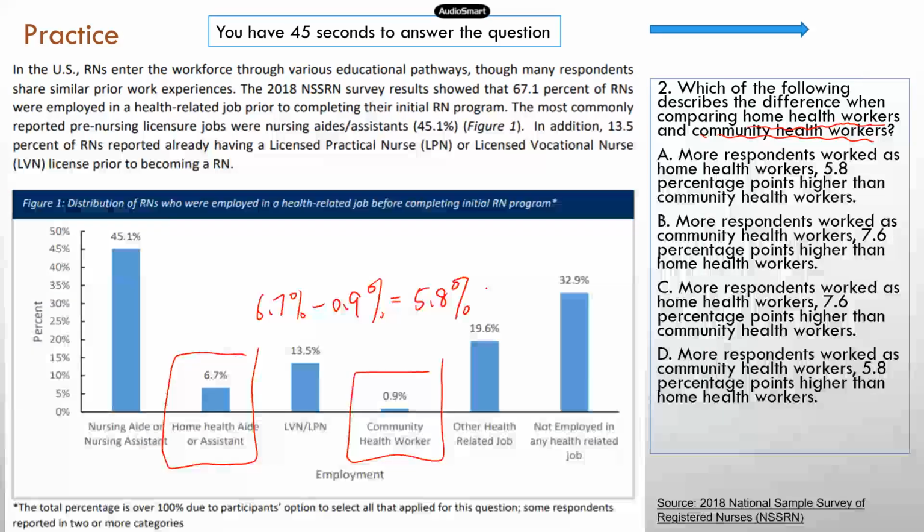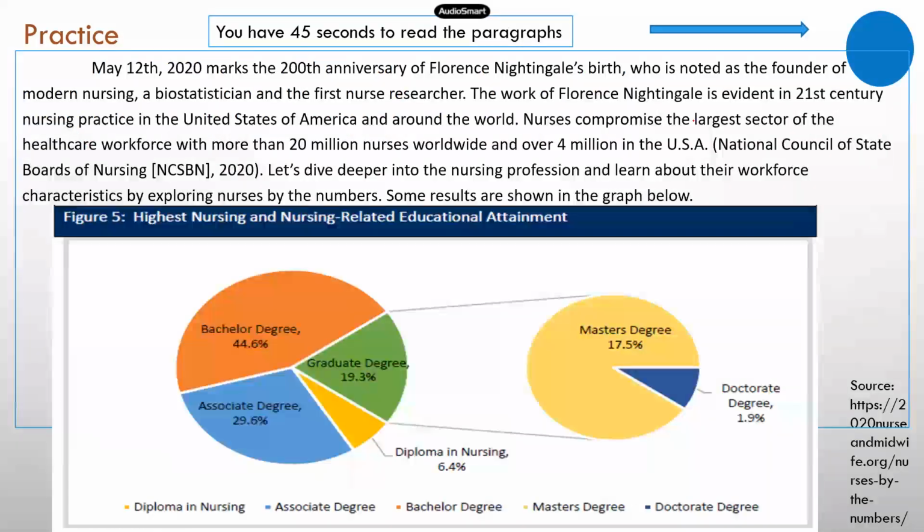So which one is the correct answer? Is either A or D, right? Because that's the correct number. A is correct, right? Home health workers, 5.8 percentage points higher than community health workers. So A is the correct answer. Okay, now this is a different question. So again, it has a little bit of text and a pie chart this time. So you have about 45 seconds to go through the information, and then we'll move on to the question.